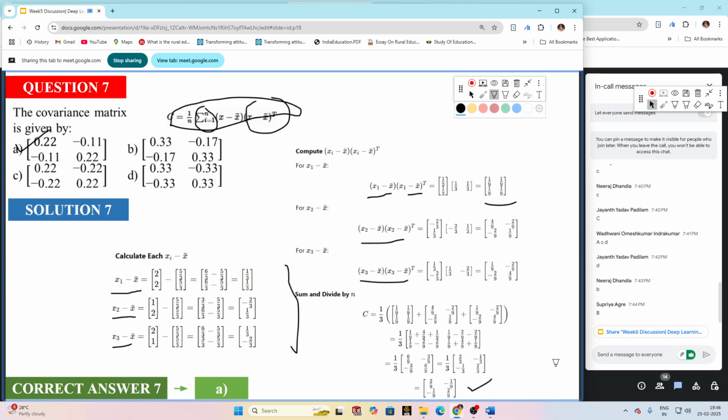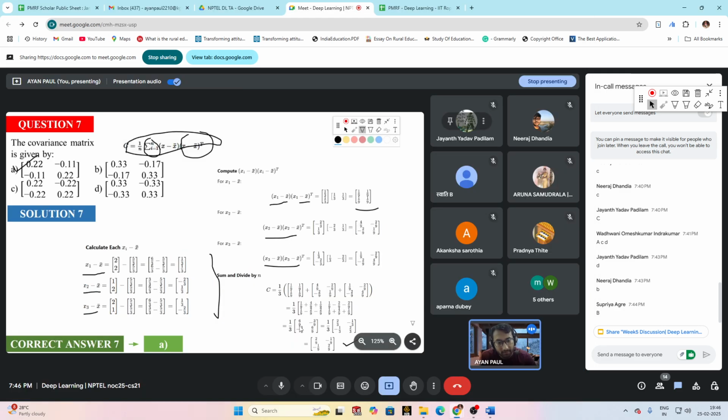Is it clear? Simple calculation, very simple calculation. Is it clear how to find a covariance matrix? Clear, right? Yes, sir.